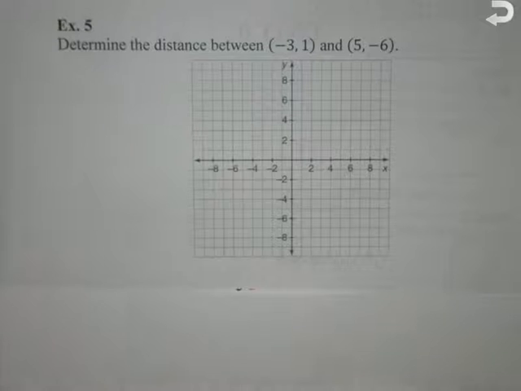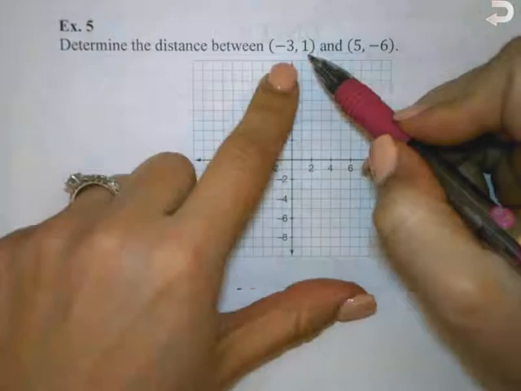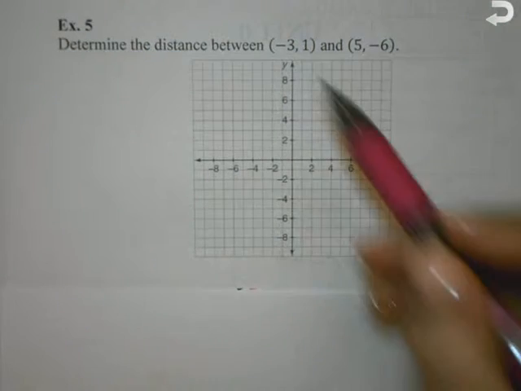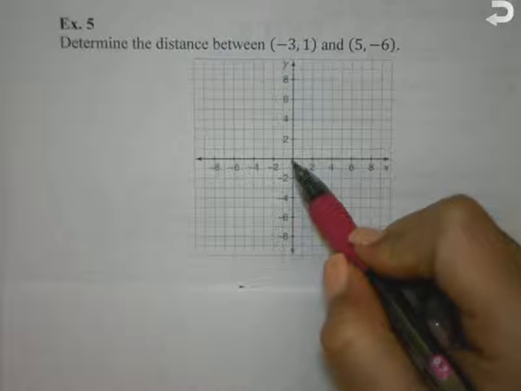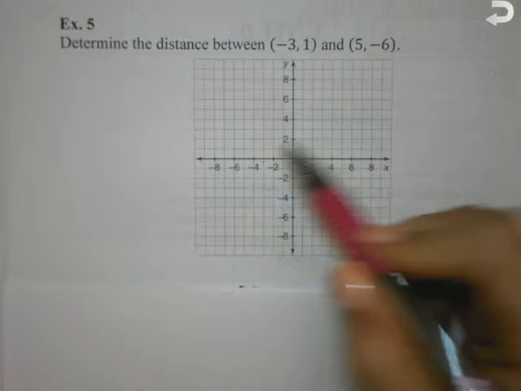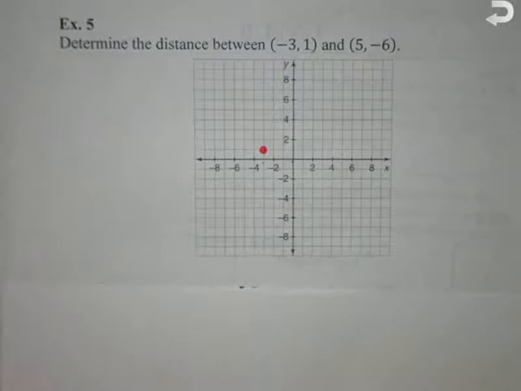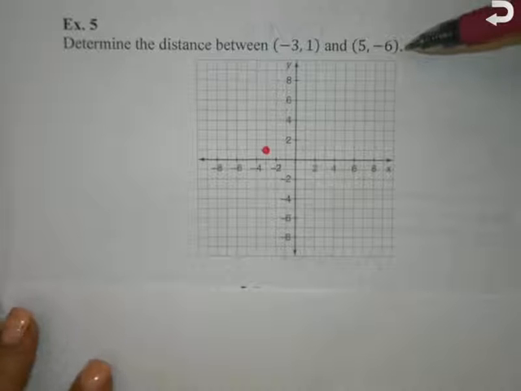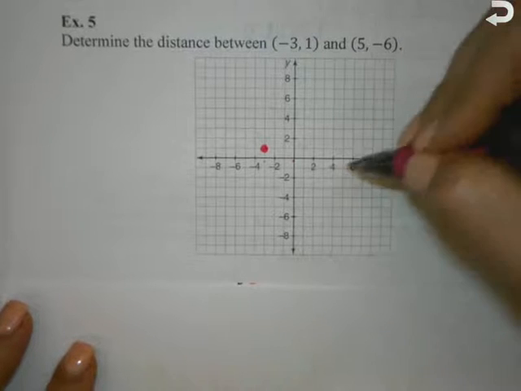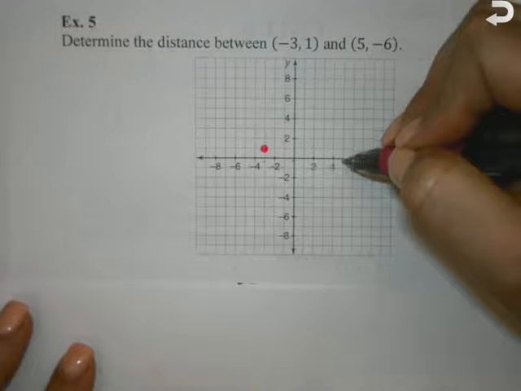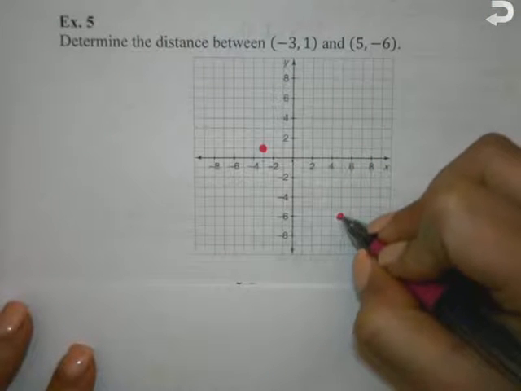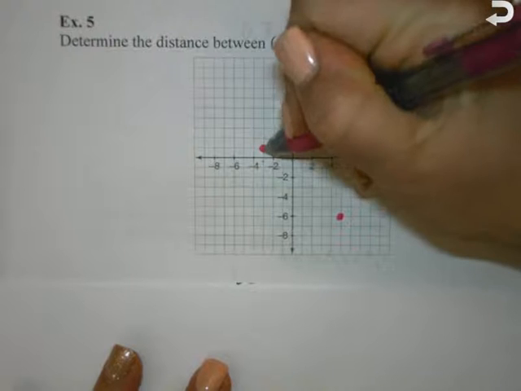Okay, so example 5, they give us 2 points, and they want us to find the distance between those 2 points. So let's graph the points first, and we'll see what we get. -3, +1. That means I'm going to go from 0, 0, left how many spaces? 3, and then I'm going to go up 1 and put a point there. And then how do I plot the point 5, -6? 5 right, and then down 6. So your other point should be right here. Draw a line between those 2 points.